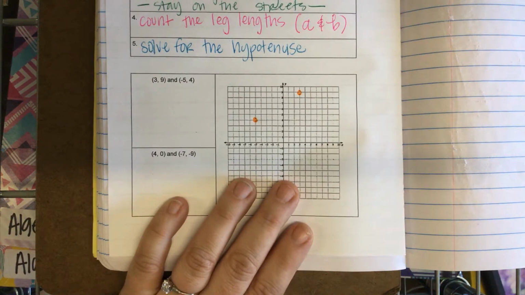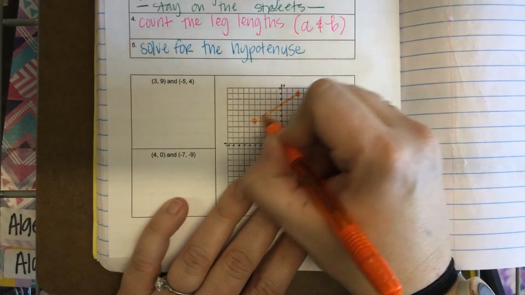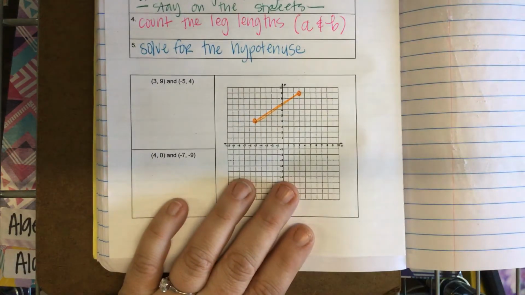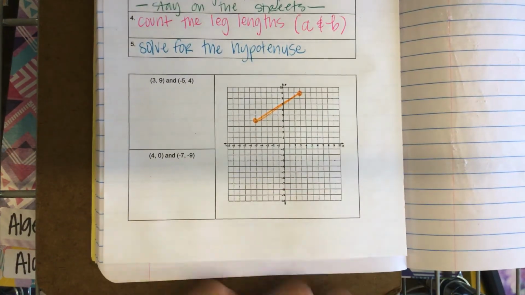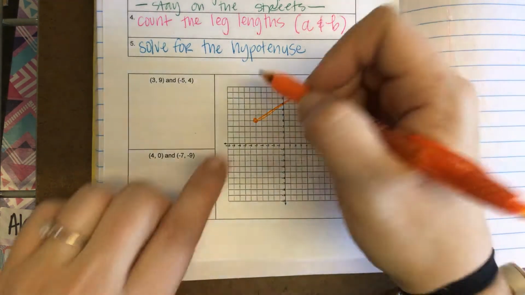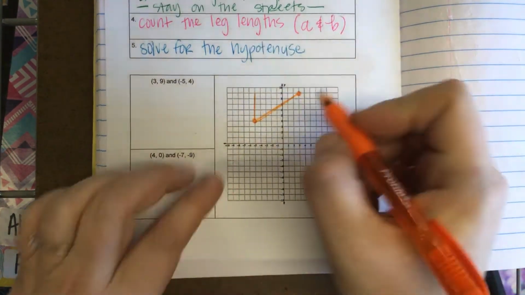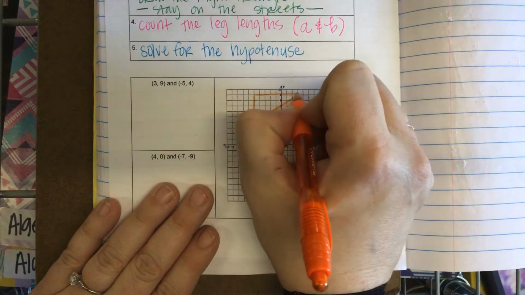Step 2, connect the dots. Doesn't have to be perfect. Needs to be decent. Step 3, draw the right triangle. I'm going to draw my triangle like you draw slope. When you count slope, which one do you start at? The bottom dot, and count up. Turn the corner and count over.